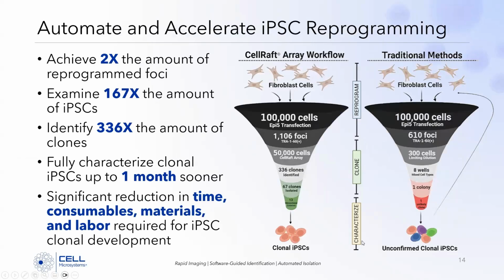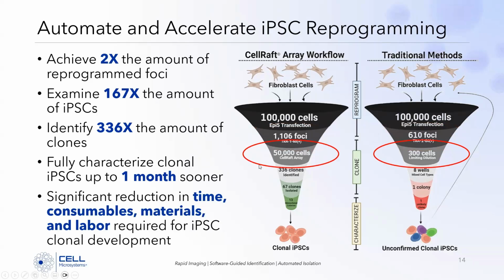So to summarize how we can accelerate and automate iPSC reprogramming using our technology, we can achieve 2 times the amount of reprogrammed foci starting from the same cells. So in the workflow I showed you, in both cases, 100,000 cells were transfected, and yet using our consumable, we had twice as many potential reprogrammed clones.